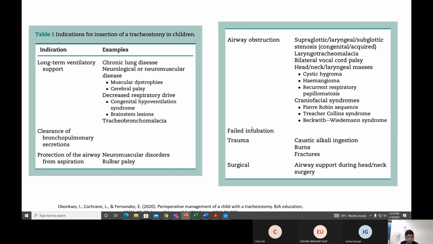Another indication is failed intubation. Sometimes patients have an unrecognized difficult airway, and then they go to the OR for a surgical procedure, and the anesthetist is unable to intubate the patient, and there is a situation where the patient could not be intubated or ventilated as well. In that situation, tracheostomy may be done to have a safe airway for surgery and procedure and so on.